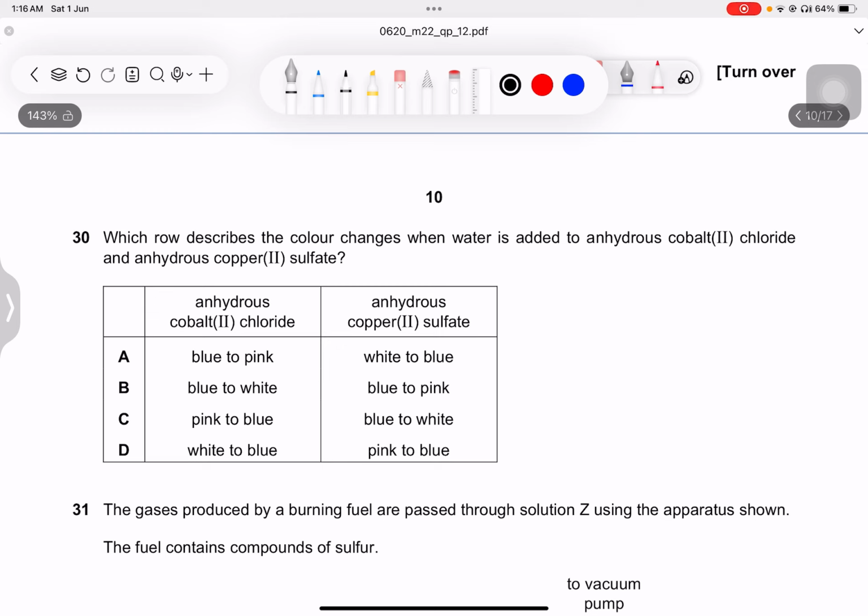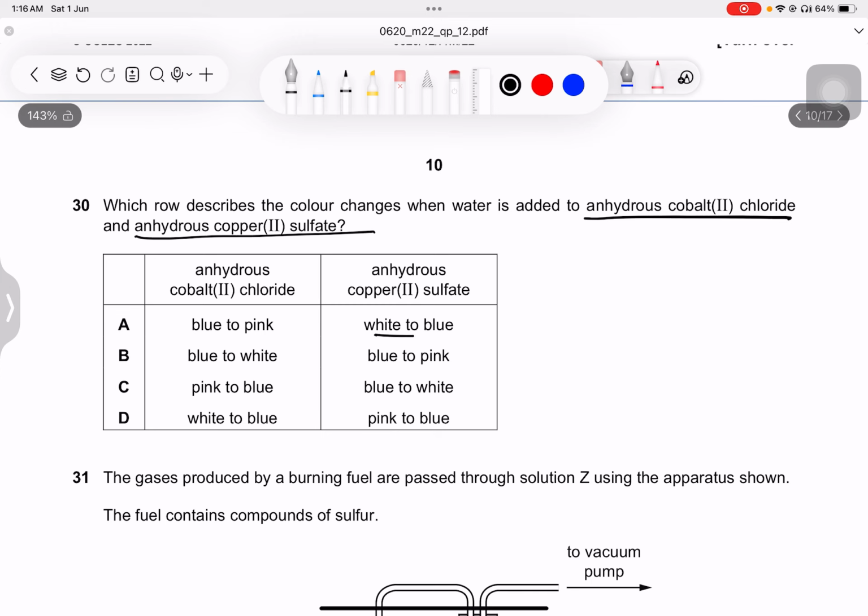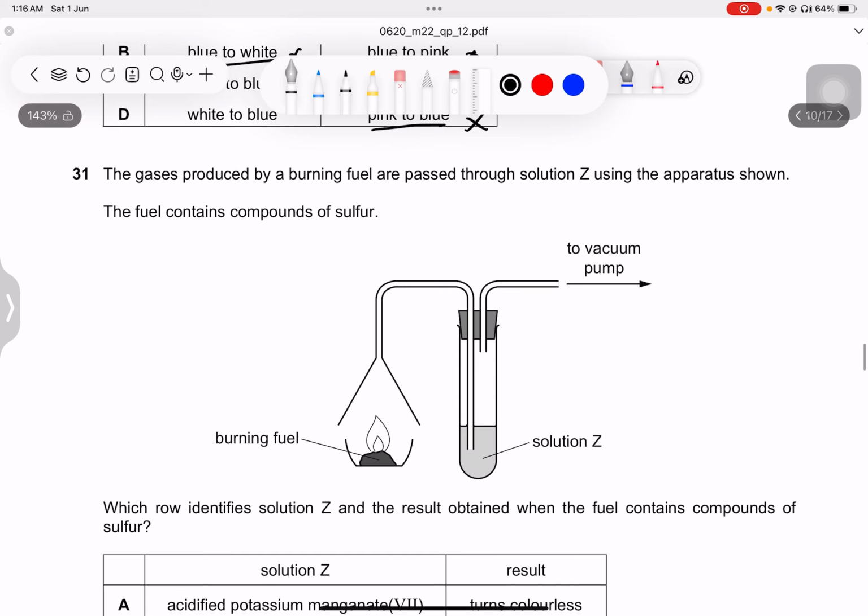Which row describes the color changes when water is added to anhydrous cobalt chloride and anhydrous copper sulfate? Again, remembering the fact: white to blue, yes. Blue to pink, yes. Blue to white, wrong. Blue to pink, wrong. Blue to white, again wrong. It is white to blue and it does not have this as pink. So option A is correct.